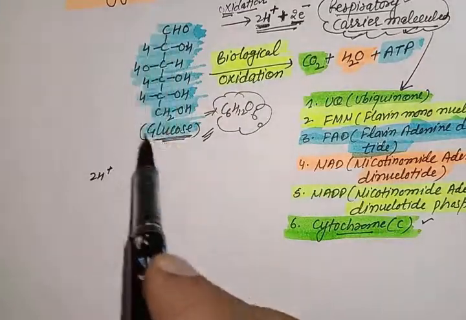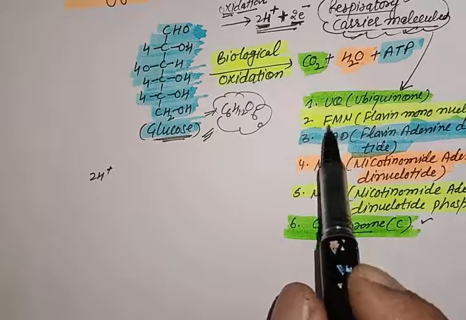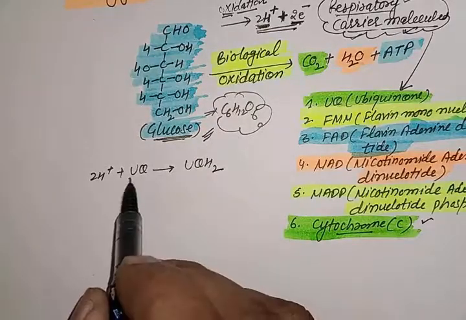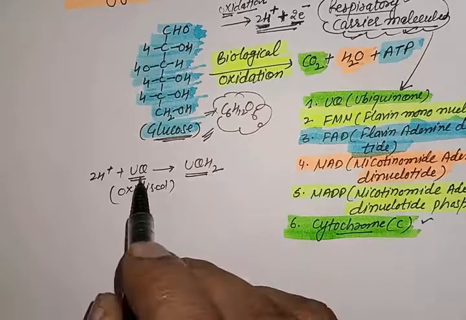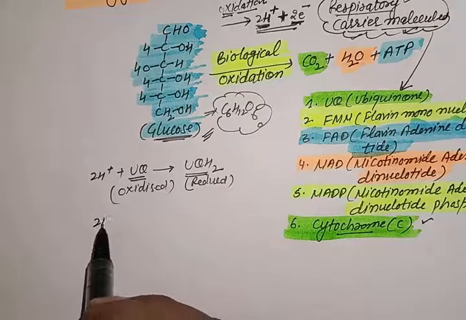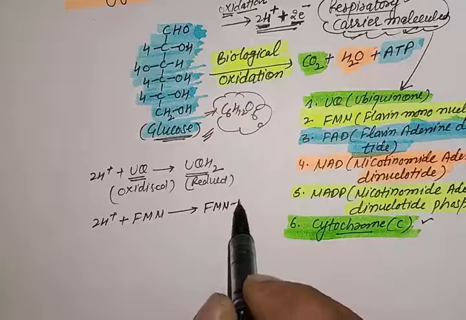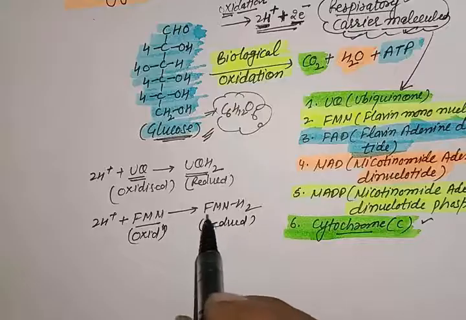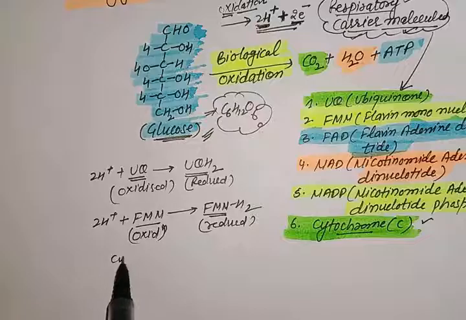When this glucose is oxidized, we know that hydrogen is released. This H positive, which is released by the oxidation of glucose, is accepted by any one of these respiratory carrier molecules, such as UQ, to form UQH2. So this one is the oxidized form of the respiratory carrier, and when the hydrogen is attached to this respiratory carrier molecule, it becomes the reduced form. In a similar way, if the released hydrogen reacts with FMN, it will change into FMNH2. So this is the oxidized form of FMN, and this is the reduced form of the flavin mononucleotide.